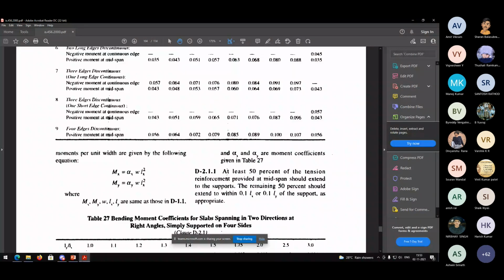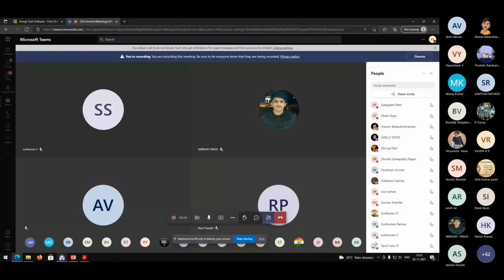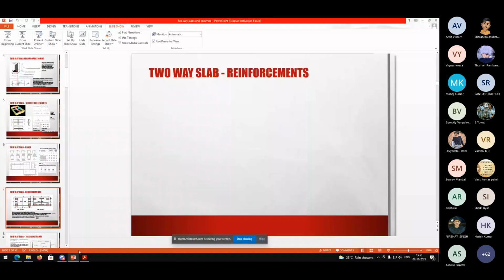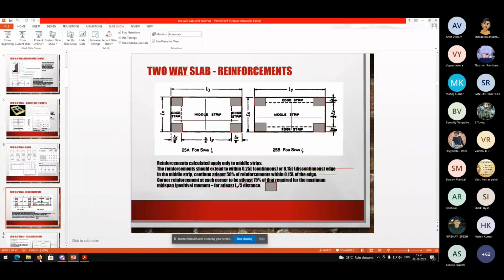And you can also perhaps have a look at the drawings or how to do the detailing.